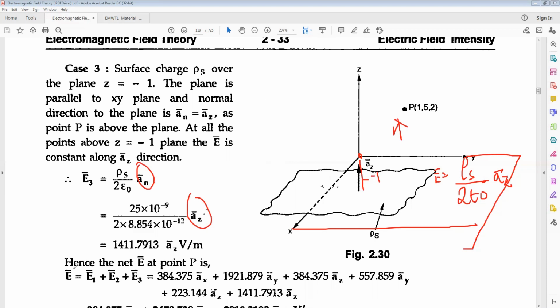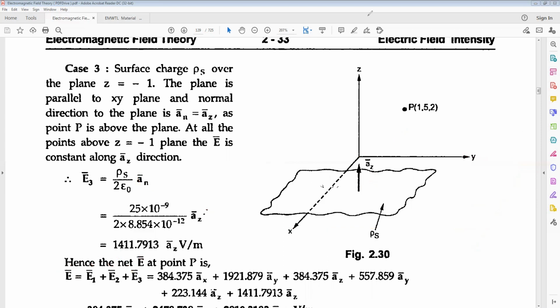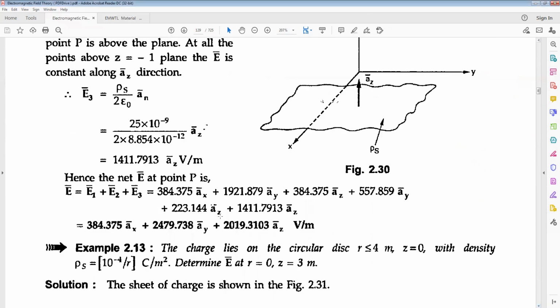Okay, so for all three cases, the point charge, the line charge, and the surface charge, the total electric field intensity E bar is equal to the first, E1 bar, having AX, AY, and AZ components, and E2 bar, where there is no X component because the charge is distributed along the x-axis, so only AY and AZ, and E3 bar is due to a surface charge density.